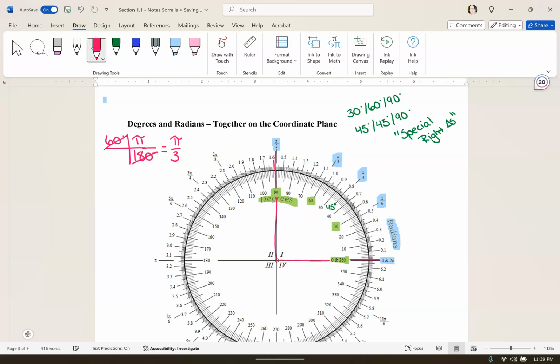But the biggest and most important thing is I want you to remember those relationships. I need you to know that 60 degrees is pi over 3. I do need you to know that pi over 6 is 30. So please make sure that you know both of those. And in just a second, we're going to talk about how to get them all over all the quadrants.